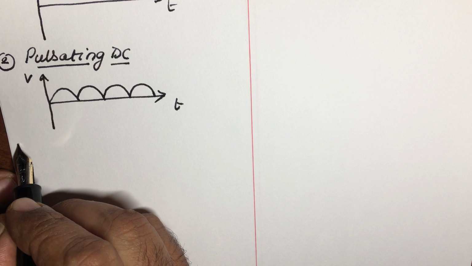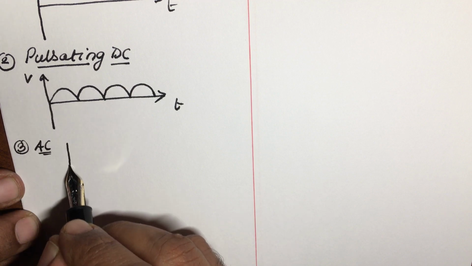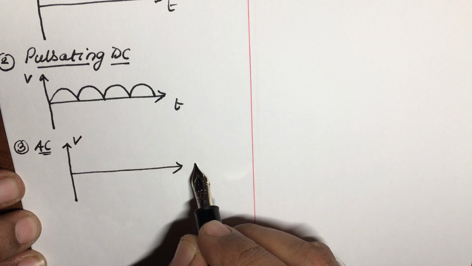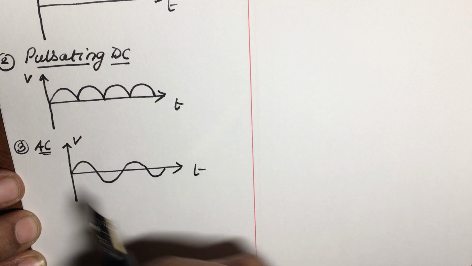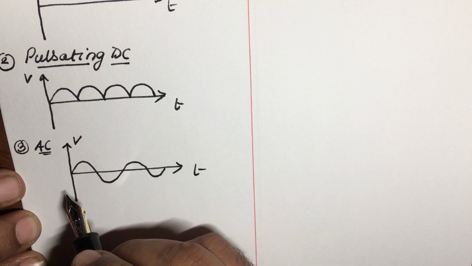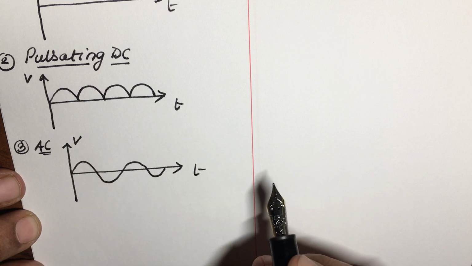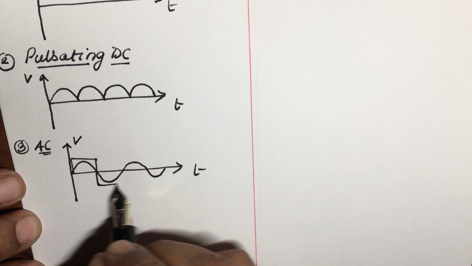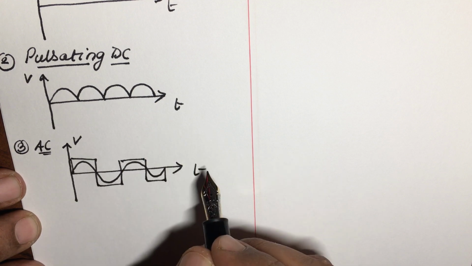Then we have AC, of course. AC, you clearly have voltage here, time, if you have something like that. Now here, the voltage is varying in magnitude and direction with respect to time. Anything like that is your AC. Similarly, if you have something like that, that is also varying in magnitude as well as direction, so that is also your AC.